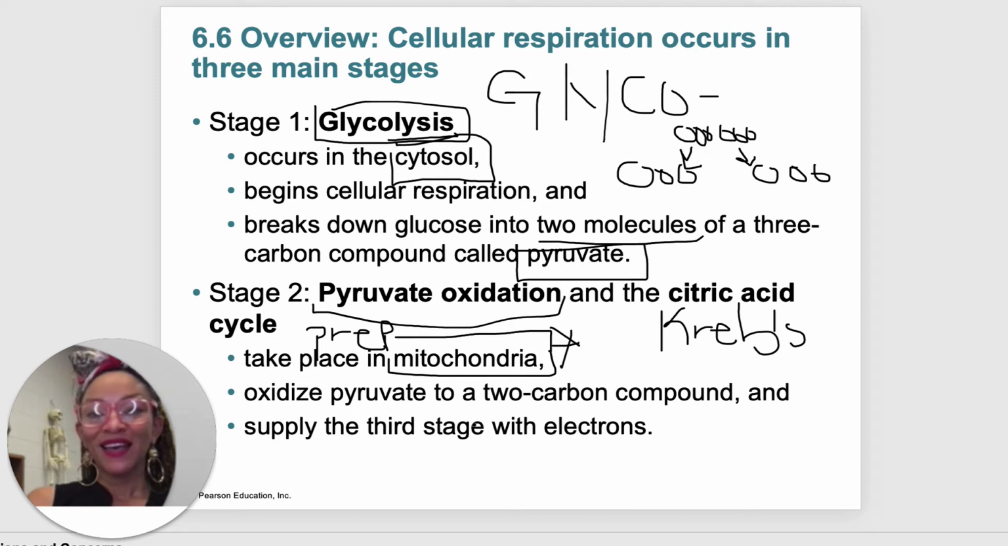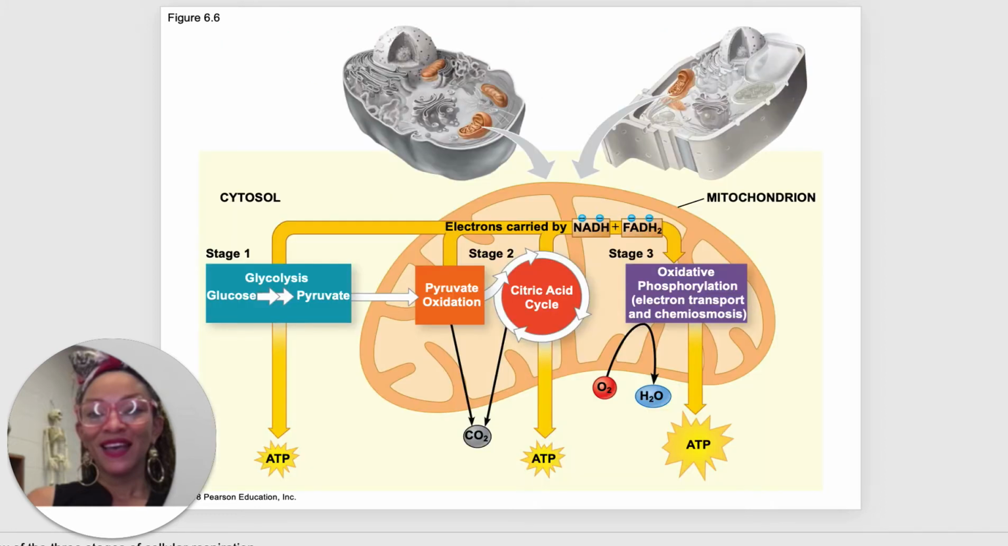So what happens with these next 2 stages, we're going to oxidize pyruvate to a 2 carbon compound. Remember they were 3 carbons, and now they're going to be 2. And then supply the third stage with electrons. And remember those electrons going from those higher energy states to lower produces the energy that we need to make ATP.